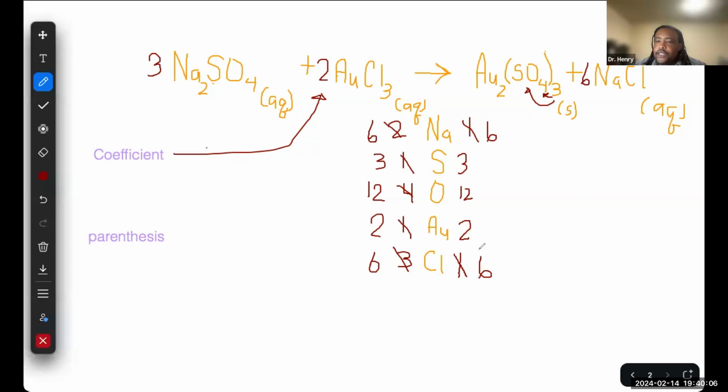So shall we try another question? Yes. Okay, so just for the record, this reaction is called a double displacement reaction. In other words, you're changing partners. The sodium is going to be connecting with the chlorine, and the gold is going to be connecting with the sulfate. This guy is called sulfate. And so that's why it's called a double displacement reaction. And you'll learn more about that later on.